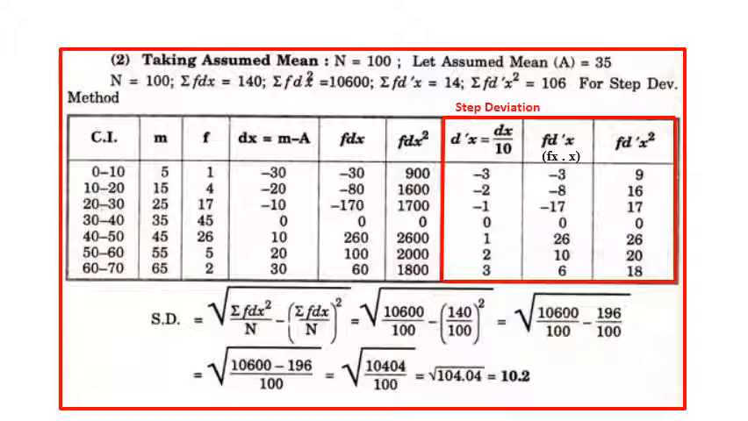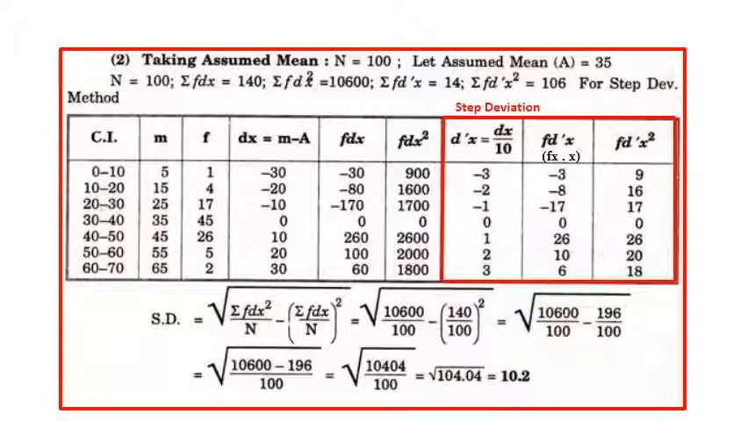Then f dx dash, what is that? F multiplied by dx dash. F is 1, dx dash is minus 3, 1 into minus 3 is minus 3, 4 into minus 2 is minus 8, 17 into minus 1 is minus 17, 45 into 0 is 0, 26 into 1 is 26, 5 into 2 is 10, 2 into 3 is 6. Then f dx dash into dx dash: minus 3 into minus 3 is 9, minus 8 into minus 2 is 16, minus 17 into minus 1 is 17, 0 into 0 is 0, 1 into 26 is 26, 2 into 10 is 20, and 3 into 6 is 18.